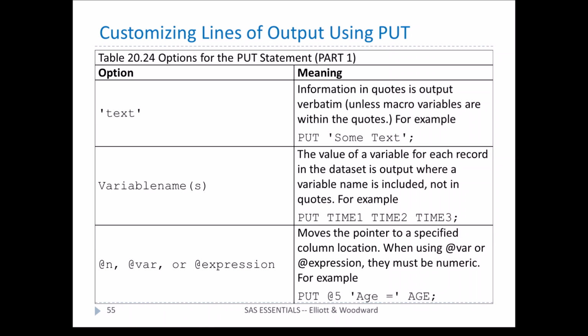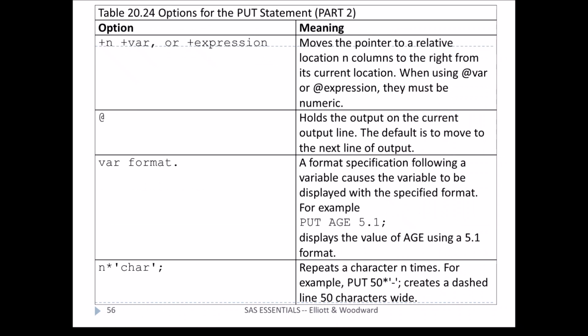So at n means at some number, so at 5. It could be a variable, at some variable name or at expression. So that allows you to variably put information at some column within your output depending on what you want to happen.